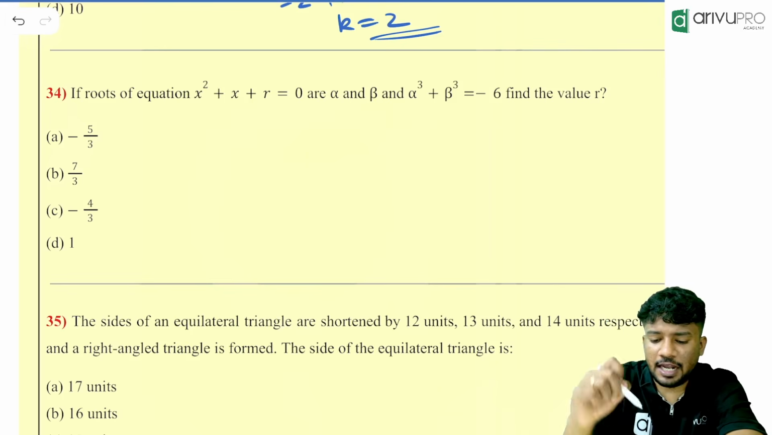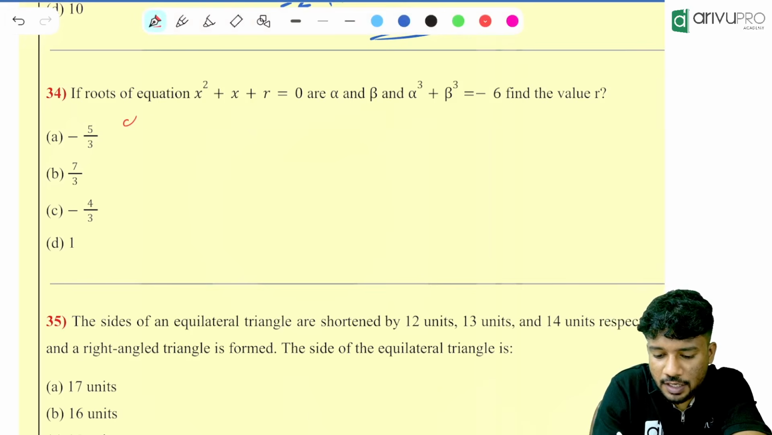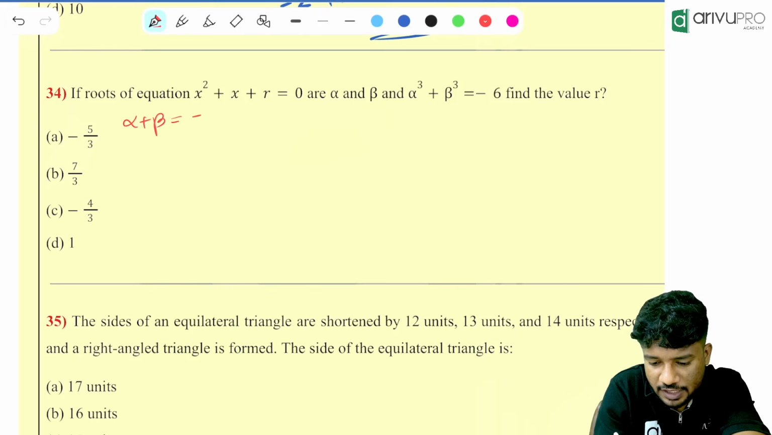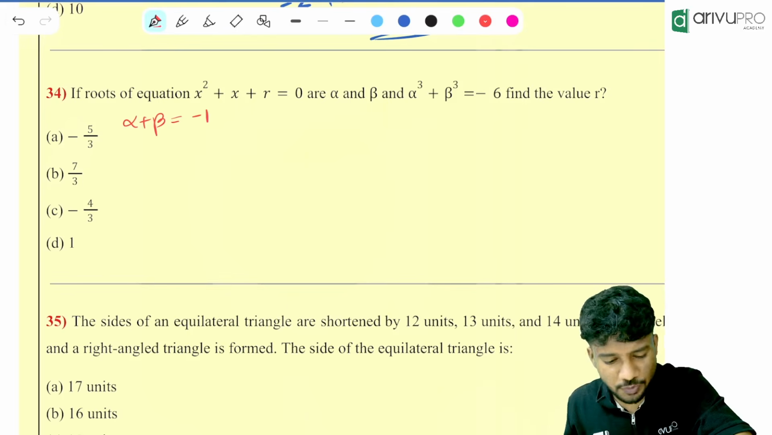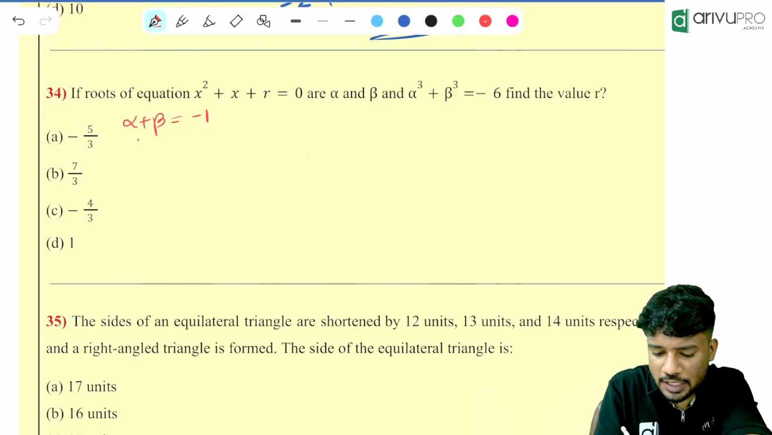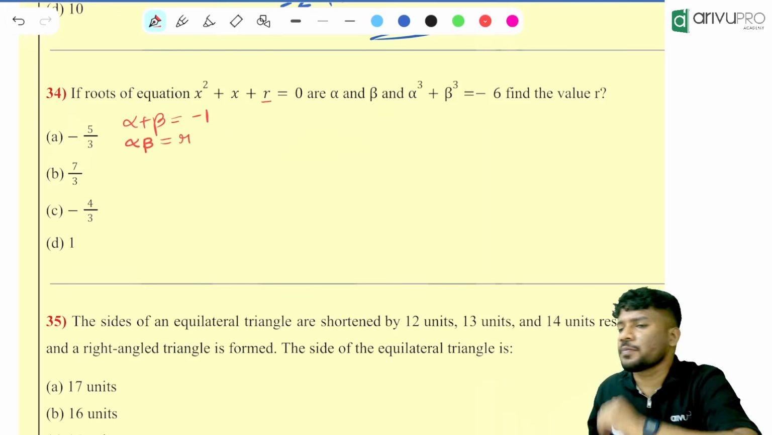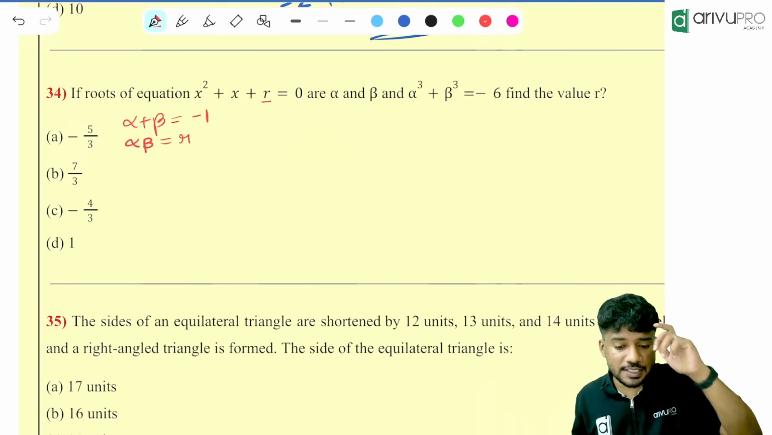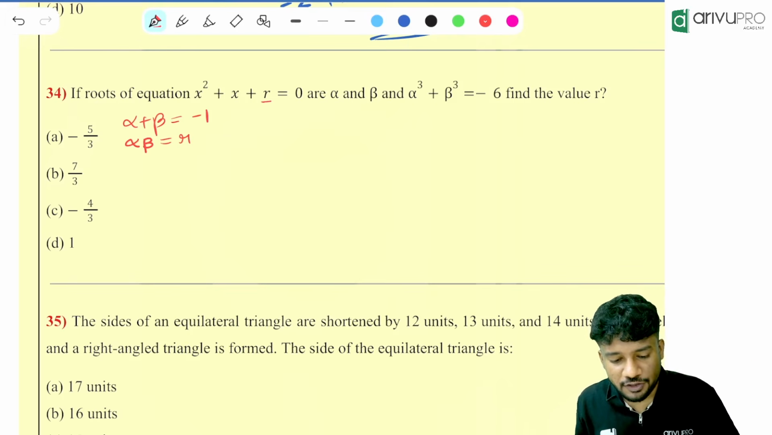Can anyone tell me alpha plus beta is how much here? Sum of the roots is how much? Alpha plus beta is nothing but minus of coefficient of x divided by coefficient of x square. It will become minus 1. Okay. Alpha plus beta is minus 1. Then alpha beta is how much over here? That is nothing but constant term divided by coefficient of x square. That is R. We have everything. We just need to find the value of R.